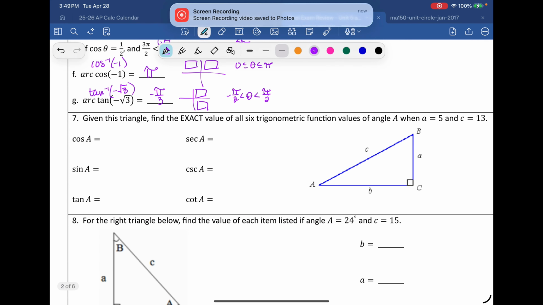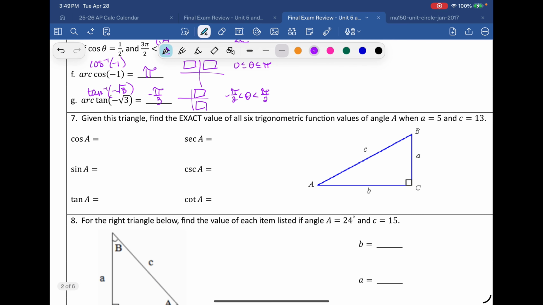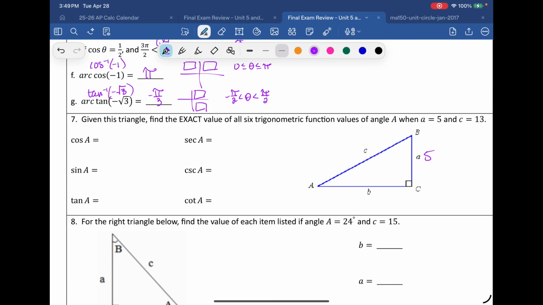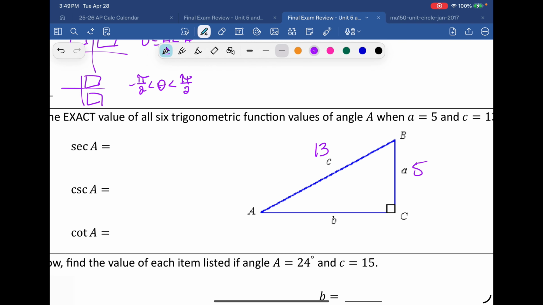All right, given this triangle, find the exact value of all 6 trig functions of angle A. A is 5, C is 13, that's the hypotenuse. So B is missing. You can use the Pythagorean theorem. A squared plus B squared equals C squared. So B is 12.